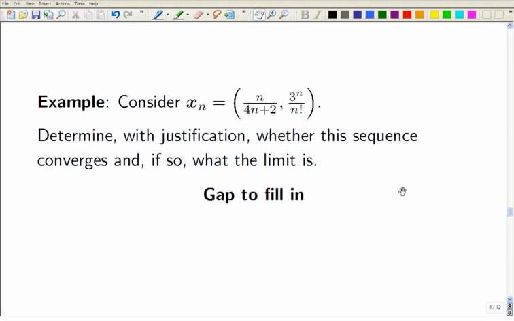And you have to quote the result we just had, along with stuff you know from ACF, and determine the limit of this sequence with justification. I'll give you a few minutes to think about that, and I'll come around and see how you're getting on in a minute. Meanwhile, I'll pause the recording here.